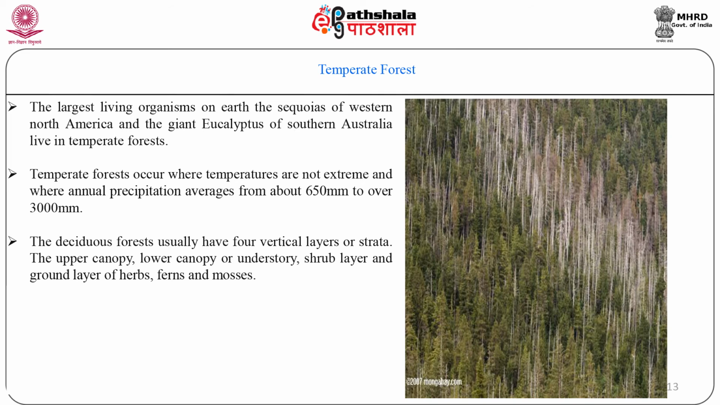The deciduous forests usually have 4 vertical layers or strata: the upper canopy, the lower canopy or understory, shrub layer and ground layer of herbs, ferns and mosses. The animal life. The diversity of animal life is associated with this vertical stratification. About the soil.